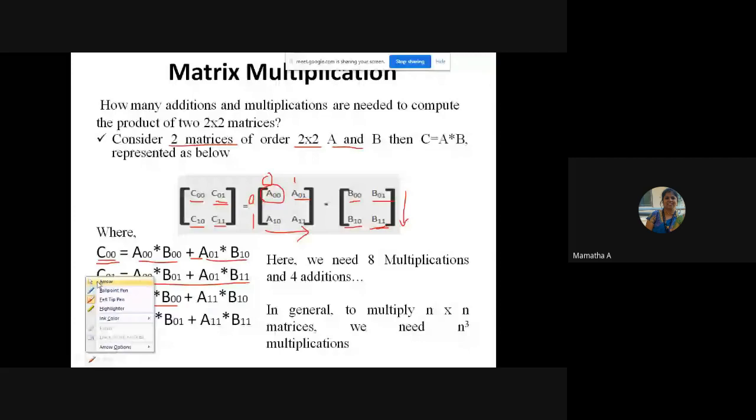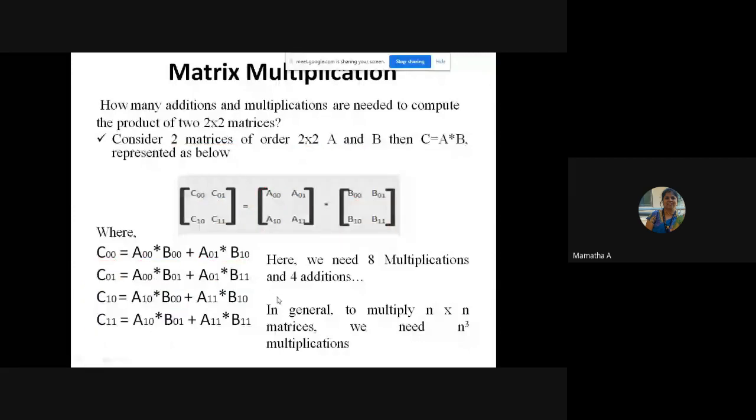Yes? So you can observe that when I do such matrix multiplication by using the normal naive method, the general method, how many multiplications did I need? You can observe here. How many? 8, ma'am. 8 multiplications.